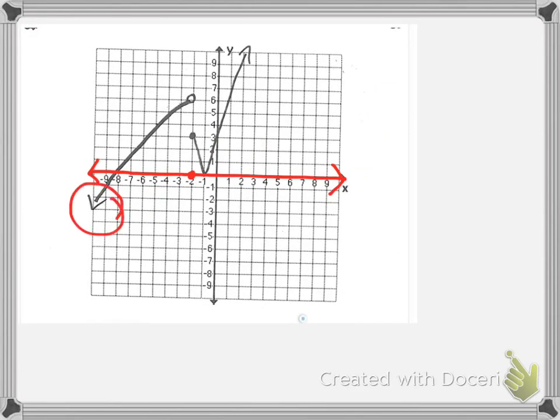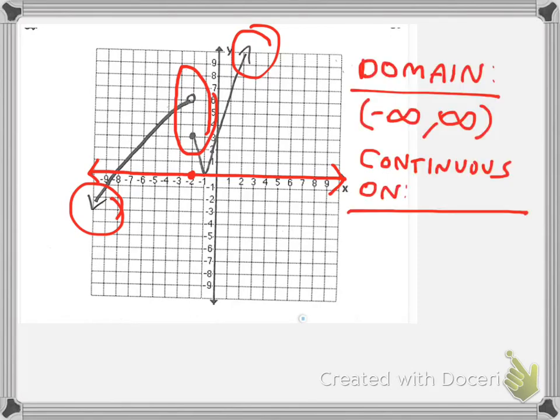Because of the arrows on the left side and the right side of the graph, because of the closed circle filling in the open circle, and because everywhere on the x-axis is filled in and connected, this graph still has a domain from negative infinity to positive infinity.